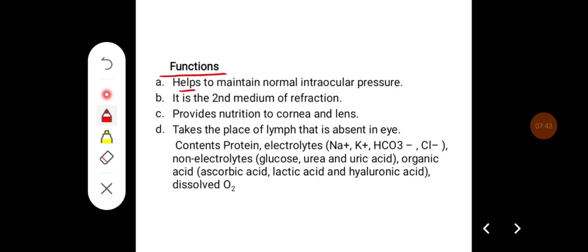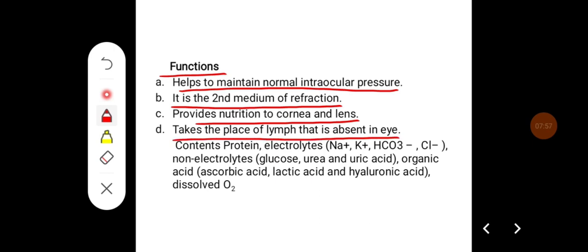Functions. It helps in the maintenance of normal intraocular pressure. It is the second medium of refraction. It provides nutrition to the cornea and lens and takes the place of lymph, as it is absent in the eye. Aqueous humor contains proteins, electrolytes, that is mainly sodium, potassium, bicarbonate and chloride, and non-electrolytes like glucose, urea and uric acid, organic acids like ascorbic acid, lactic acid and hyaluronic acid, and dissolved oxygen.